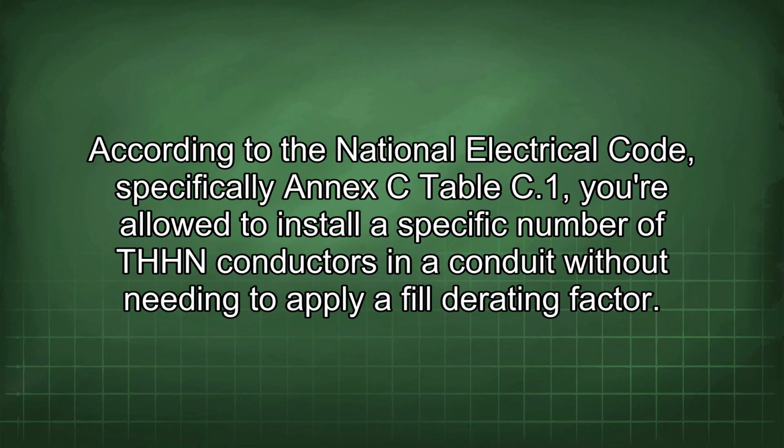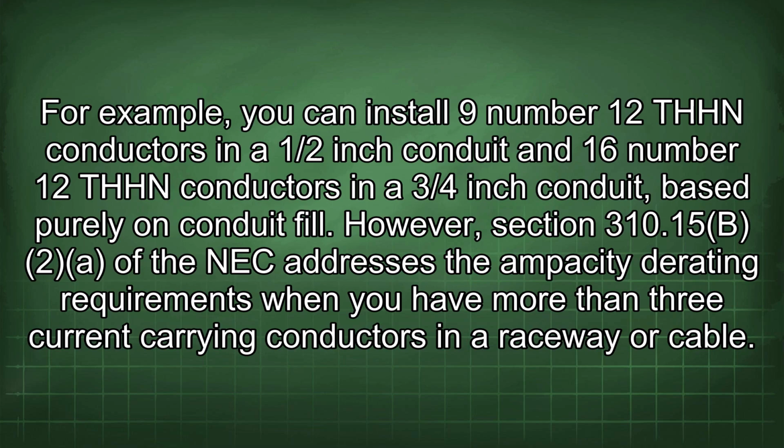According to the National Electrical Code, specifically Annex C Table C1, you're allowed to install a specific number of THHN conductors in a conduit without needing to apply a full derating factor. For example, you can install 9 number 12 THHN conductors in a 1/2 inch conduit and 16 number 12 THHN conductors in a 3/4 inch conduit based purely on conduit fill.